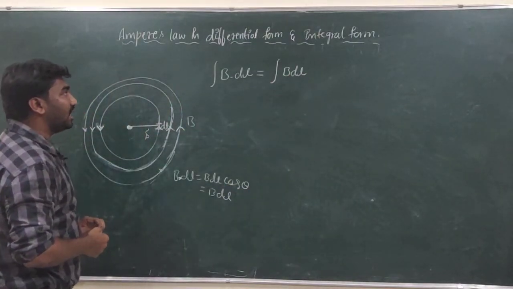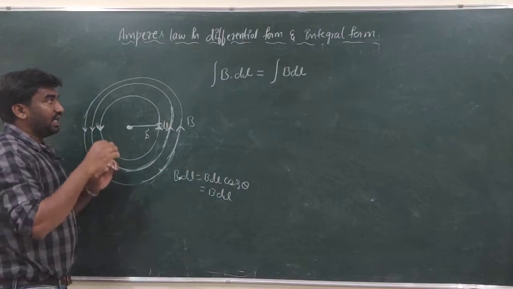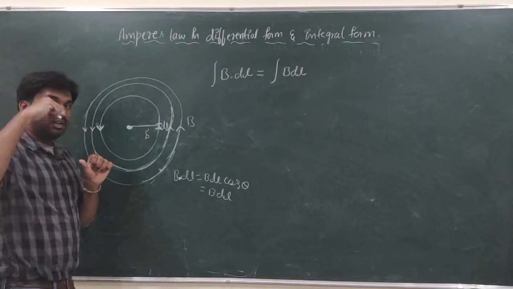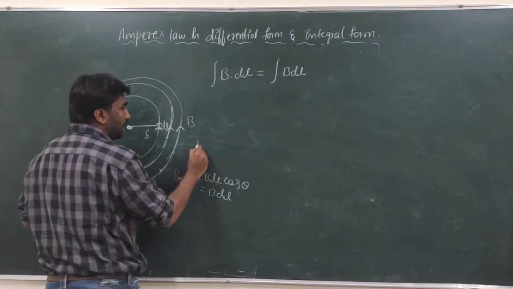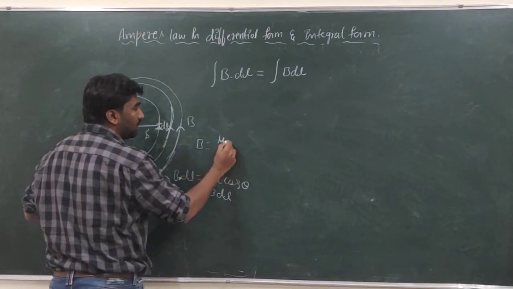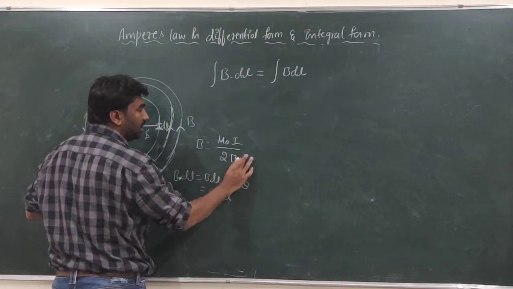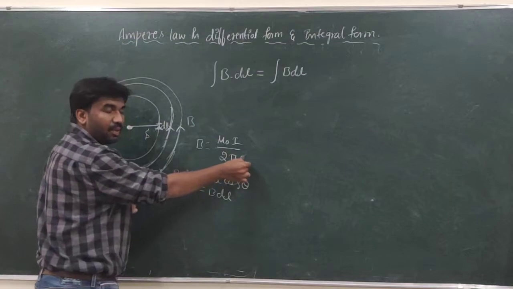We calculated using the Biot-Savart law for an infinite wire that the magnetic field produced by that infinite wire is B equal to mu naught I divided by 2 pi s, where s is the distance at which you are calculating the magnetic field.